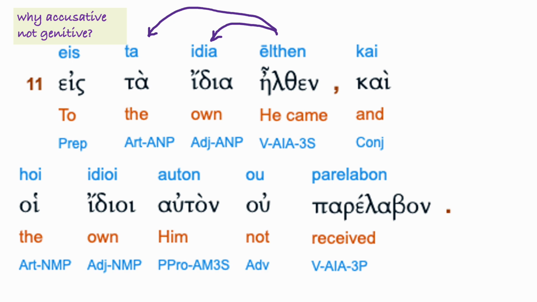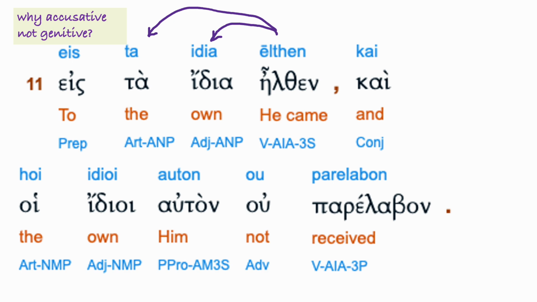So his own are the object of the verb being done. Jesus is the nominative. His name isn't stated here, but it's implied. And we know that it's a third person singular verb. So that nominative is implied. He came to his own. So the verb is towards the object, which is his own. And his own did not recognize him.